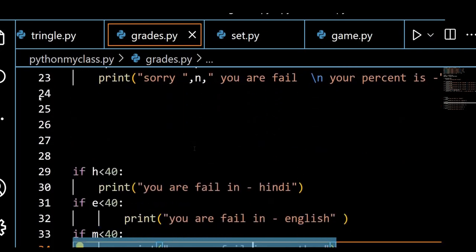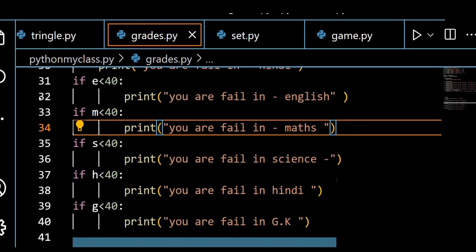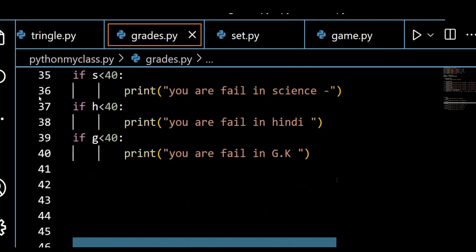Okay, and at last I have taken some more conditions to check if he is fail or she is fail in any of the subjects. If he got less than 40 in any subject, he'll be considered fail in that subject. As in the example I have taken 8 in maths, so it was saying that you are fail in maths. Okay, so this was the program on grades.